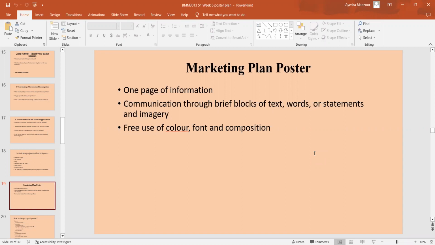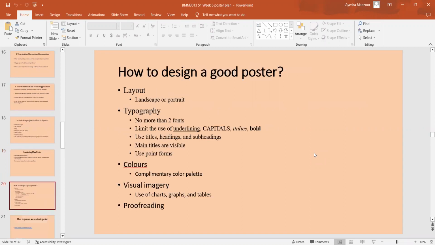Students can do whatever they want; what style they use is up to them, and how to design a good poster. The layout should be landscape or portrait, depending upon your choice. And typographically, no more than 2 fonts, so your poster should not be mismatched. One font is fine, but if you are using two, that is also fine. You can utilize 2 fonts.